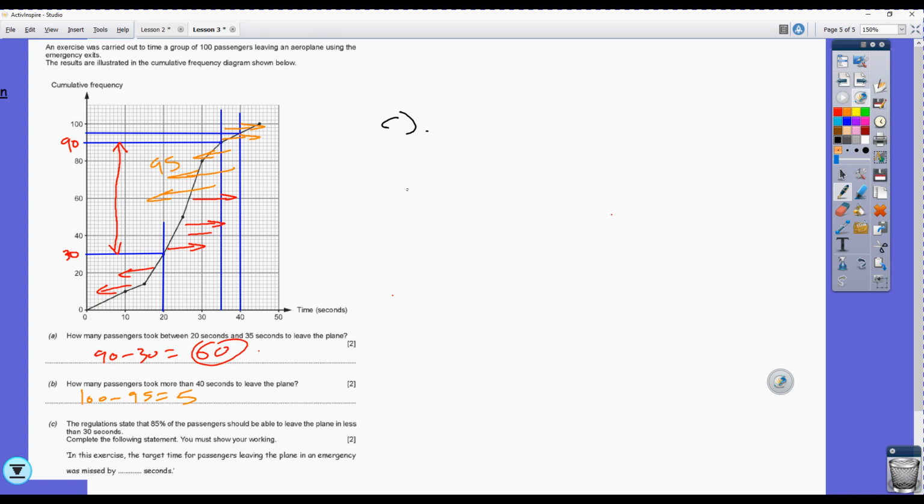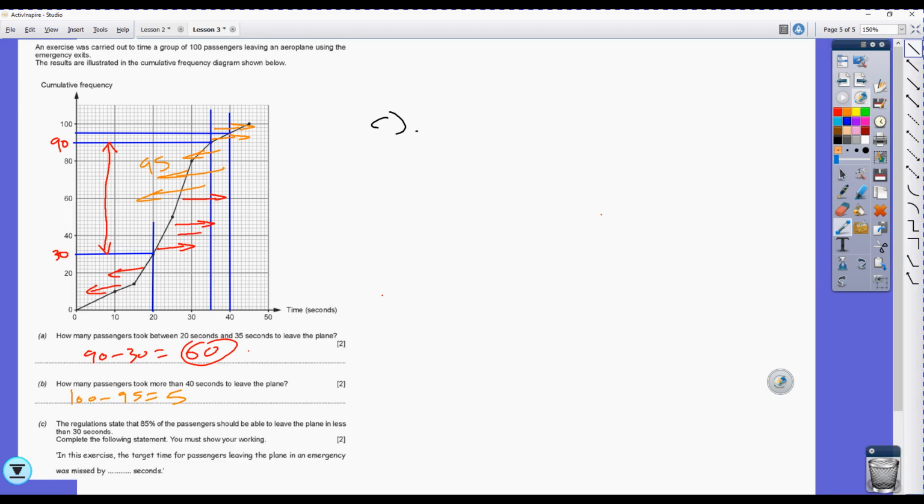So what we need to do is work out what time 85% of the passengers were able to leave in a time more quickly than that, so in a time lower than that or less than that. So we can see that there are 100 passengers. So if we go to 85% of that, that's just going to be 85 on the cumulative frequency. So if we go to 85, it's going up in twos, 82, 84, 85 is there.